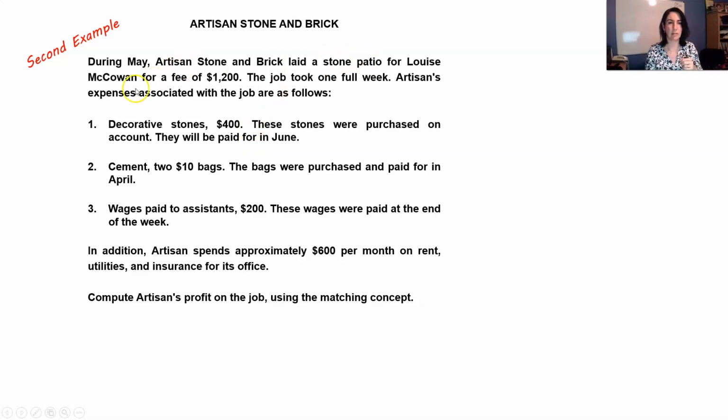So we're doing this during May. Cement, we've got 2 $10 bags of cement. We've got wages to assistants. They're paid at the end of the week. And we have about $600 per month on rent, and this job took 1 week to do.